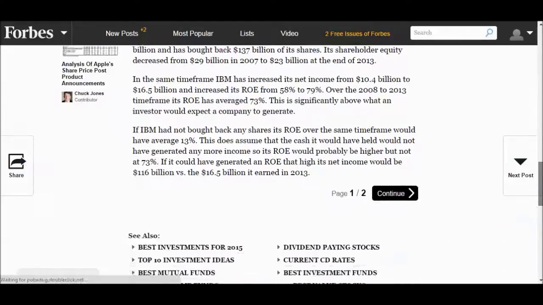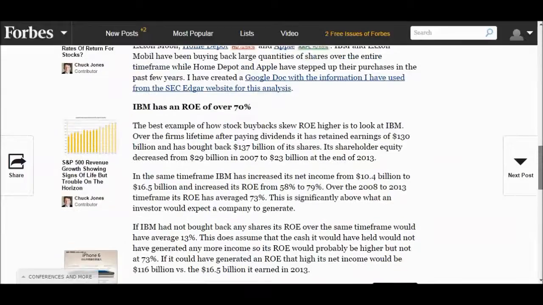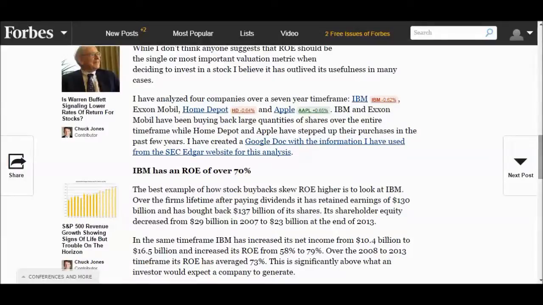So if you're screening based on return on equity, something you may want to do to compensate for this is to add in a screen that accounts for buybacks. So, look for stocks that have high return on equity but are not buying back shares in significance.